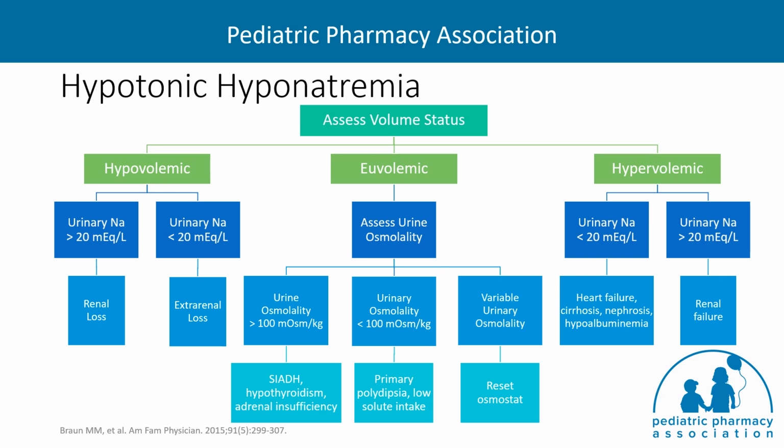And for patients with hypervolemic hypotonic hyponatremia, a urine sodium can be evaluated to determine again if the underlying cause is primarily renal, such as renal failure, or extrarenal, including heart failure, cirrhosis, and hypoalbuminemia, leading to fluid overload. The first disease state we're going to talk about is going to fall under hypovolemic hypotonic hyponatremia.